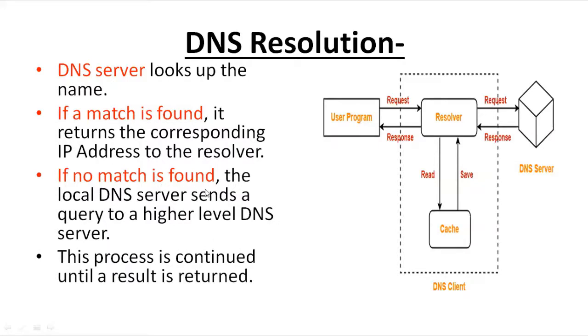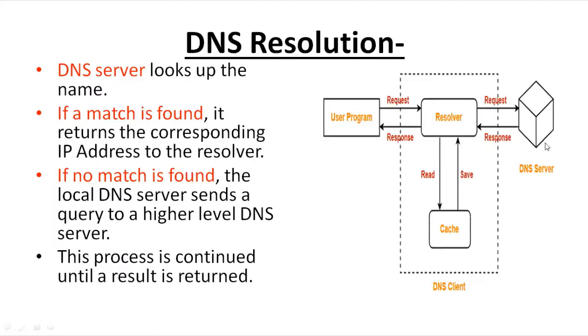If no match is found, the local DNS server sends a query to the higher level DNS server. Again, there is another level of DNS server. This process continues until the result is returned. That is DNS server resolution. The user program sends google.com and it will verify the cache. If there is a match, it directly sends it to the user program. If there is no match, then it requires the DNS server.